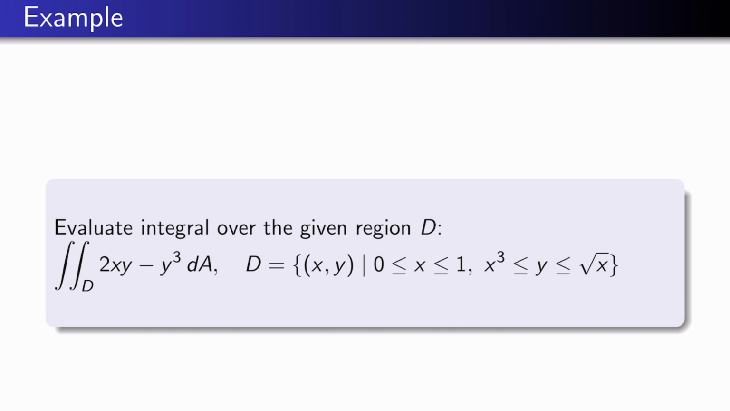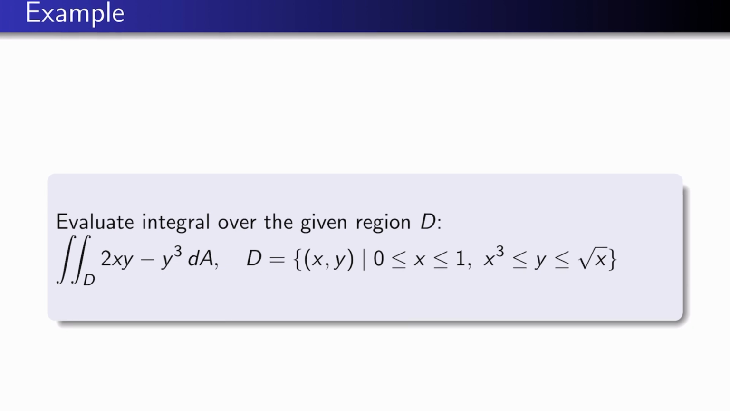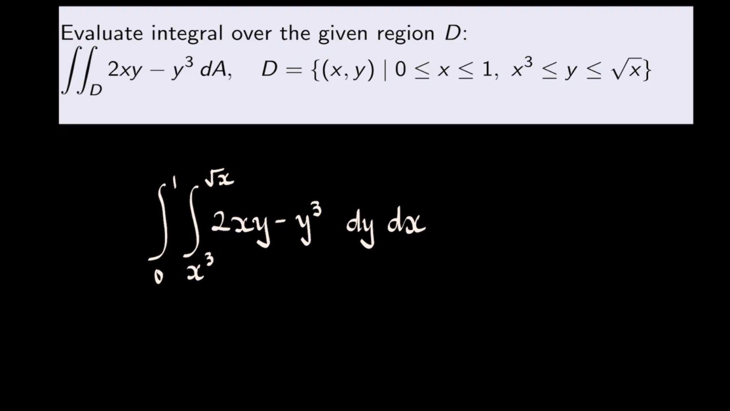With our second and last example, we are to integrate the function 2xy minus y cubed over the region D, defined to be x lying between 0 and 1, and y lying between x cubed and square root of x. So here, y is defined to be the general region. So we should first integrate with respect to y before we integrate with respect to x. So let's set up our double integral. Setting up the double integral gives the expression below.